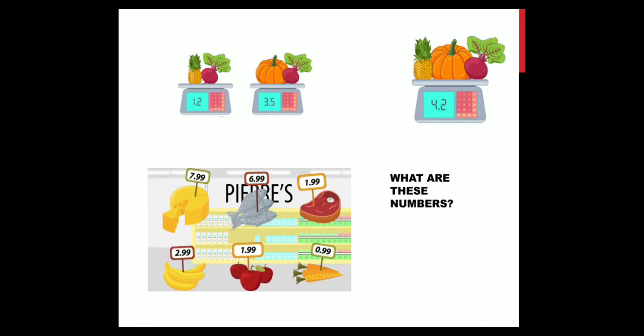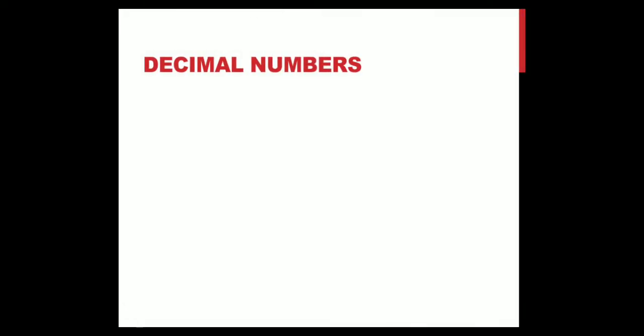We have learned about fractions, right? In a fraction we have a numerator and a denominator. We learned about whole numbers. But what are these numbers? We have never learned about them, right? So in this video we are going to learn about these numbers. We call these numbers decimal numbers.